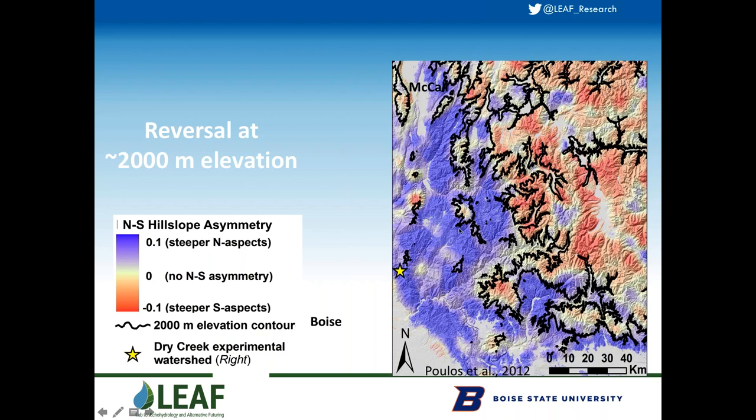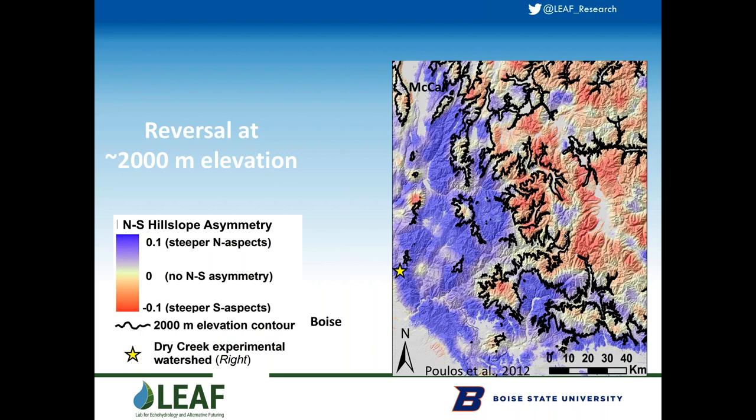that hill slopes on the north-facing slopes are in fact steeper, and significantly so, than hill slopes on the south-facing slopes. But if you go up high enough in elevation, say if you cross about this 2,000 meter elevation contour in the Idaho batholith, that relationship actually switches, and so south-facing slopes wind up being steeper if you're above about 2,000 meters. Well, what's significant about that elevation?